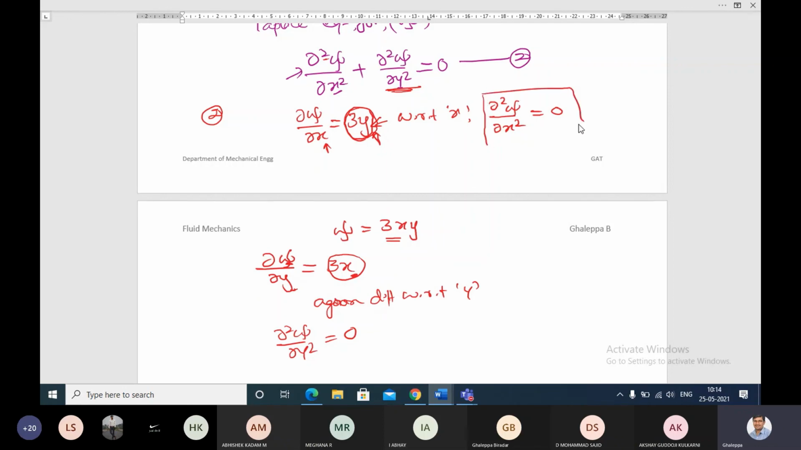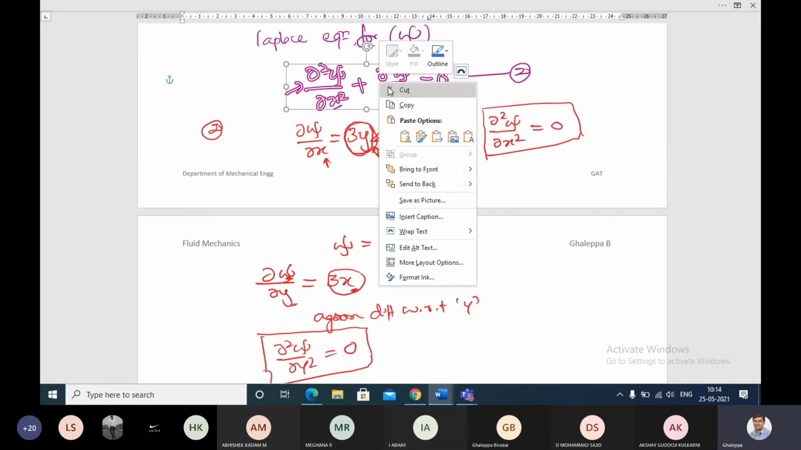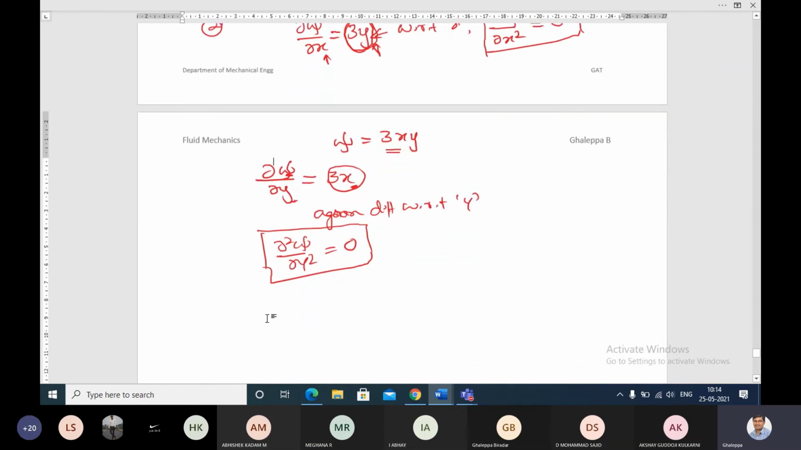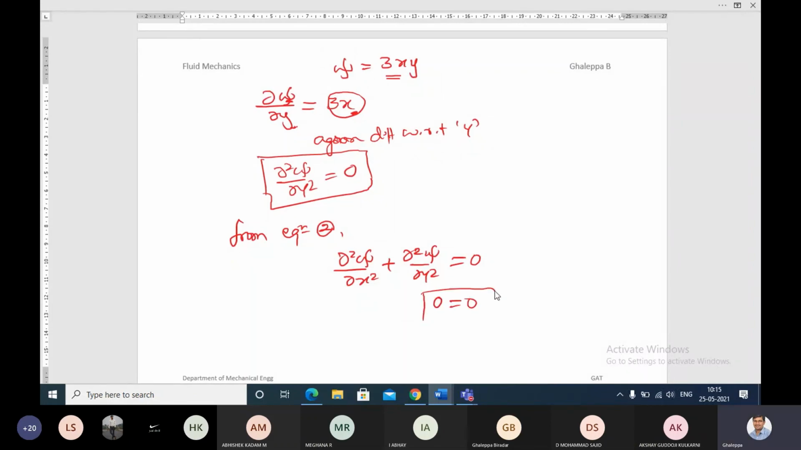Here we got dou square psi upon dou x square equal to 0, and here we got dou square psi upon dou y square equal to 0. Substitute these two in equation number 2, the Laplace equation, then we can find the condition of flow. From equation number 2, dou square psi upon dou x square plus dou square psi upon dou y square, on both the left hand side as well as the right hand side, you will get 0. Both will be 0. So it is a possible case of fluid flow. You can write here: hence flow is possible, or it is a possible case of fluid flow. That also you can write. Okay.